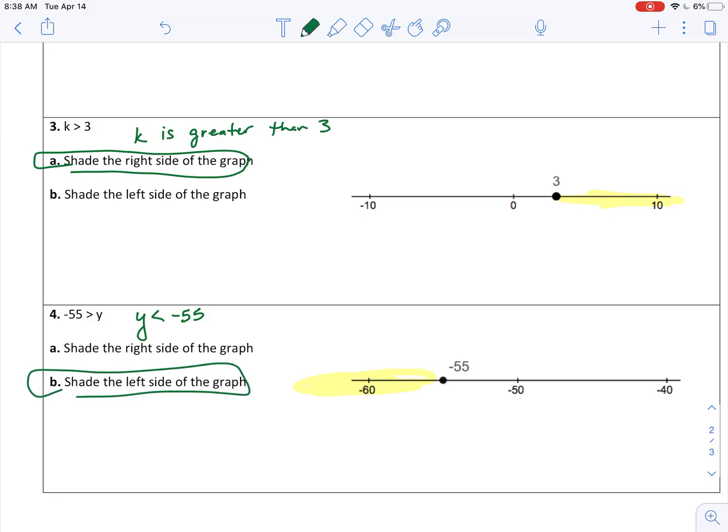And our last one here, y is not on the left side, so I need to change that. So I'll say y is less than -55. And where are my numbers that are less than -55? Less than is always to the left, so this would be the left side of the graph.